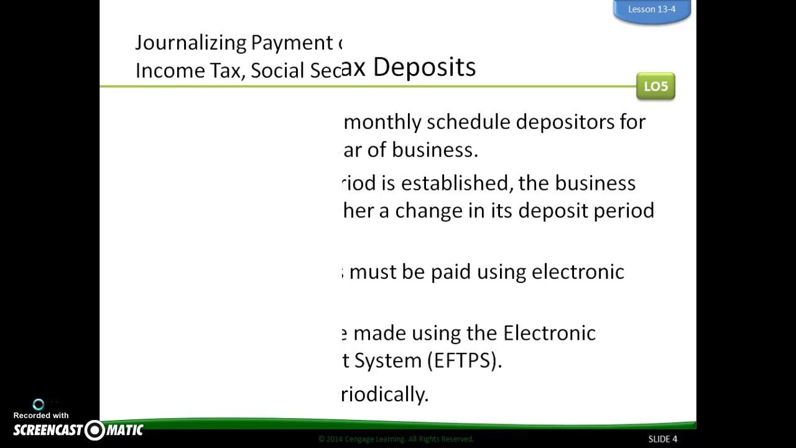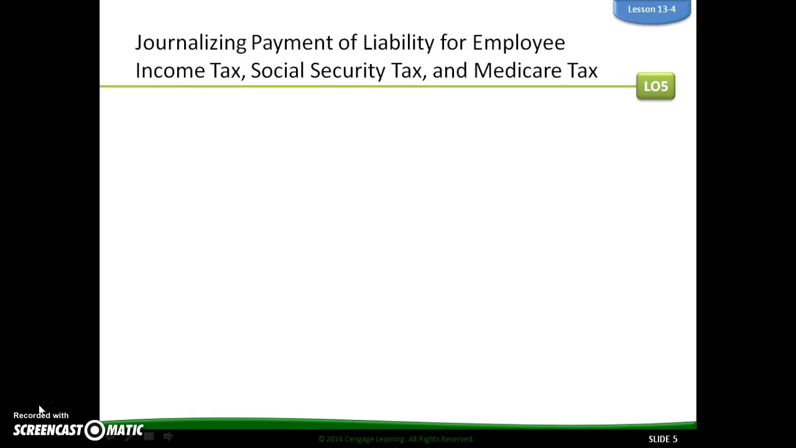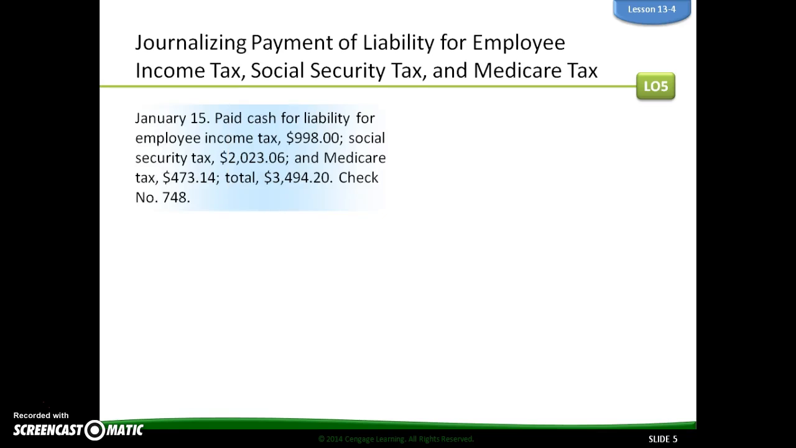All right, so how do we journalize the payment of liability for employee income tax, Social Security tax, and Medicare tax? On January 15th, paid cash for liability for employee income tax, $998.00, Social Security tax, $2,023.06, Medicare tax, $473.14, for a total of $3,494.20, using check number 748.